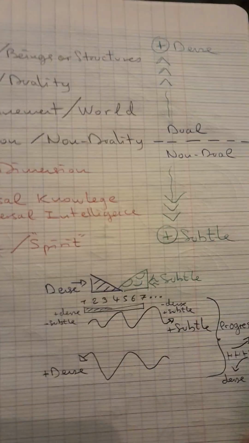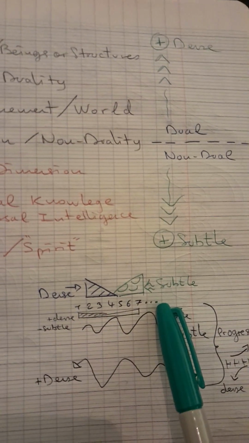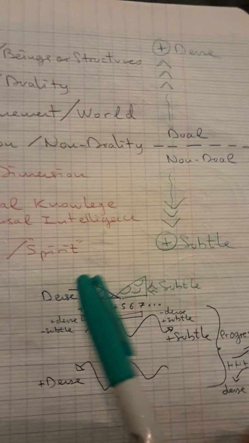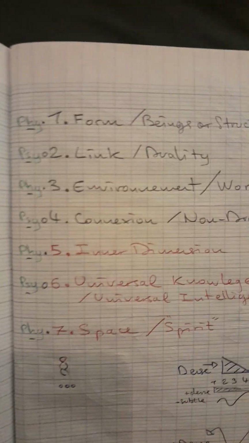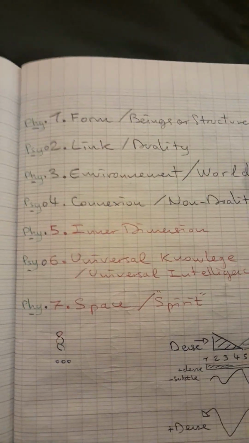Maybe you feel lost. If you do, just remember this, from dense to subtle, okay? Or from subtle to dense. This is what is important in this part. Now, let's move on. There is another place from which we can look at the dimensional system.